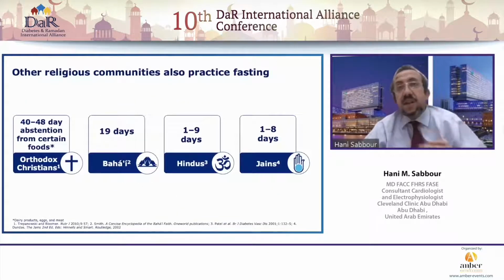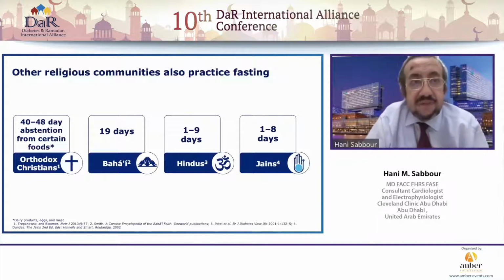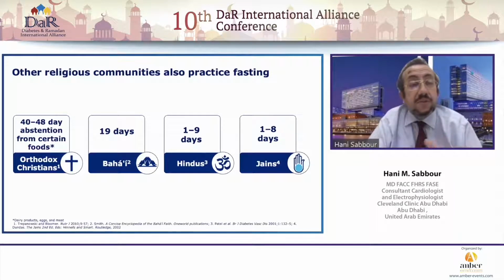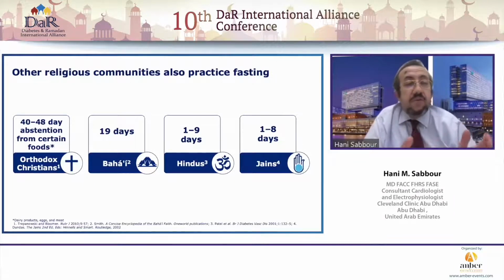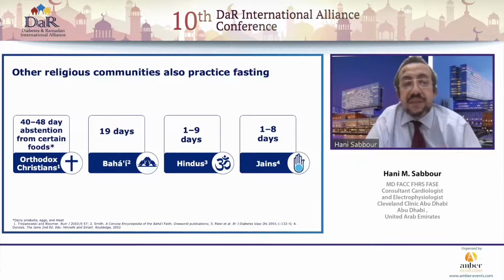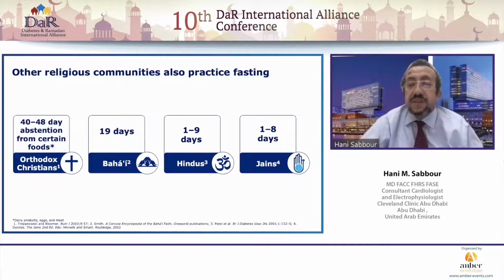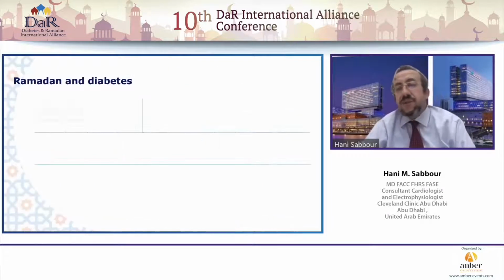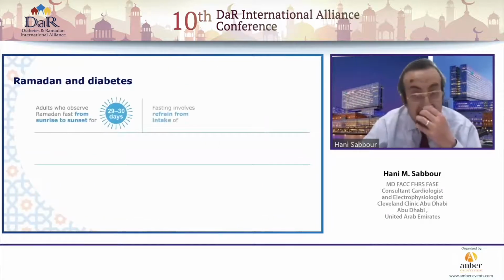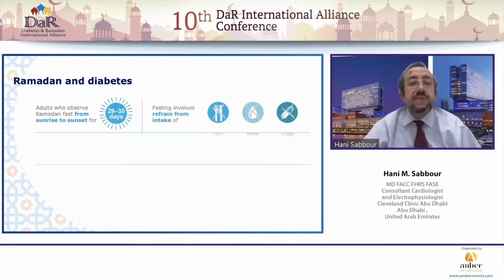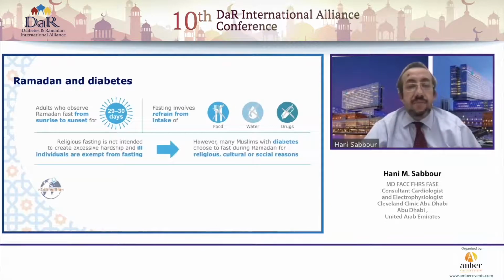Now, Muslims are obviously not the only communities that fast. Orthodox Christians abstain from certain foods during Lent, for example. Baha'is also fast, Hindus and Jains. So there's a lot of literature on this, but of course the greatest body of literature systematically comes from the DAR consortium.